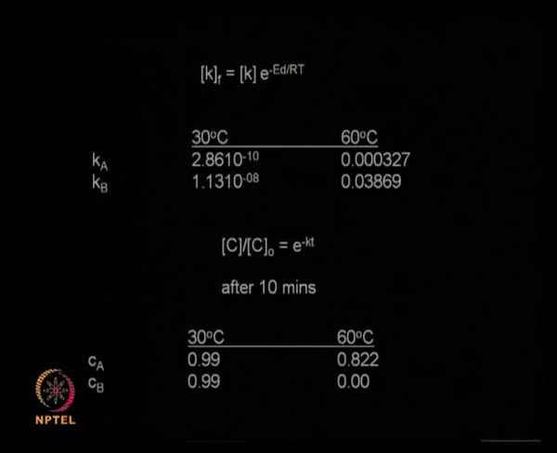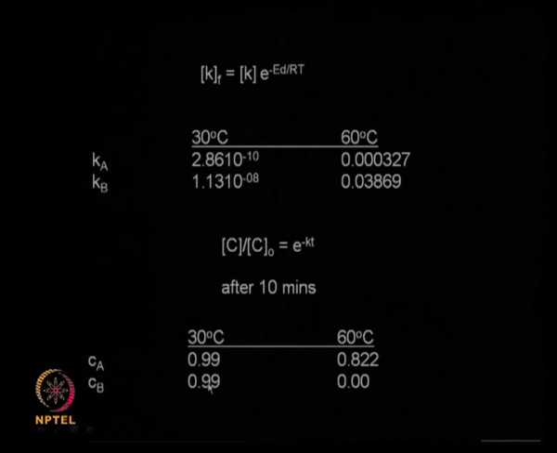So moving from 30 to 60 degrees, a dramatic difference has been seen on lipase 2 when compared to lipase 1. Lipase 1 has lost activity from 0.99 to 0.82, whereas lipase 2 has lost activity from 0.99 to become almost 0. So it is all because of the Arrhenius type of behavior for the deactivation of the lipases.